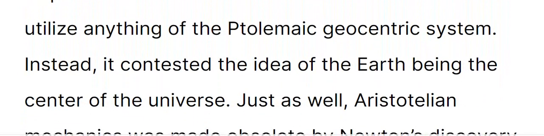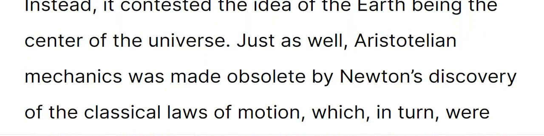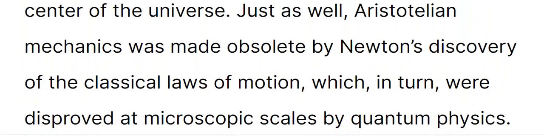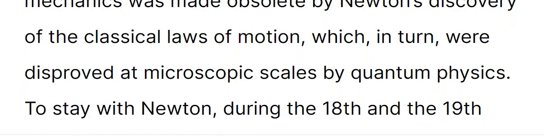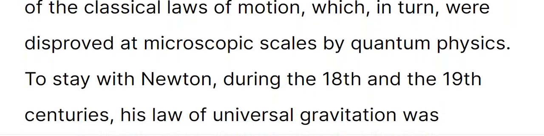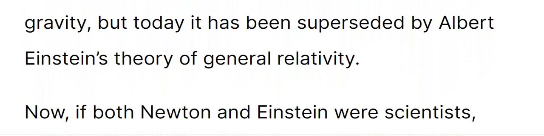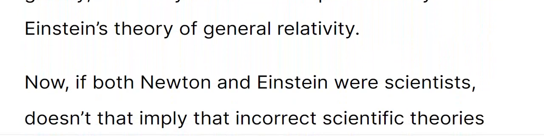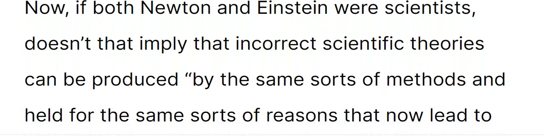Just as well, Aristotelian mechanics was made obsolete by Newton's discovery of the classical laws of motion, which, in turn, were disproved at microscopic scales by quantum physics. To stay with Newton, during the 18th and the 19th centuries, his law of universal gravitation was considered the definitive scientific explanation of gravity, but today it has been superseded by Albert Einstein's theory of general relativity. Now, if both Newton and Einstein were scientists, doesn't that imply that incorrect scientific theories can be produced by the same sorts of methods and held for the same sorts of reasons that now lead to scientific knowledge?